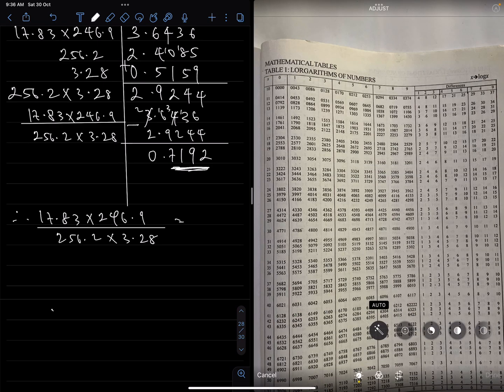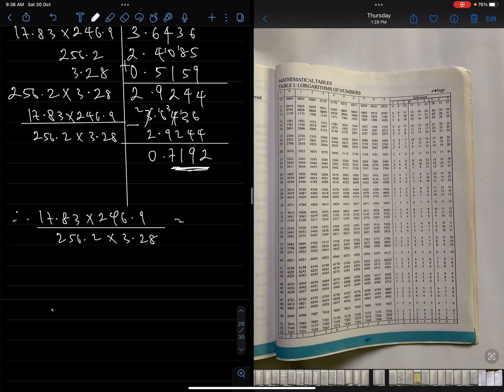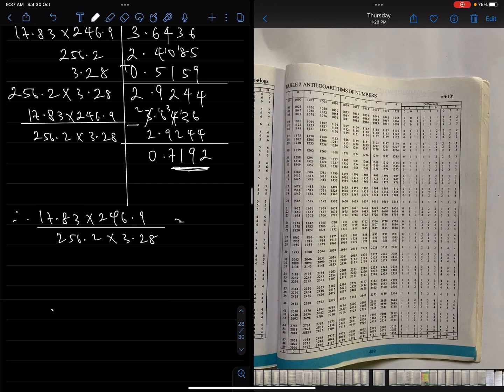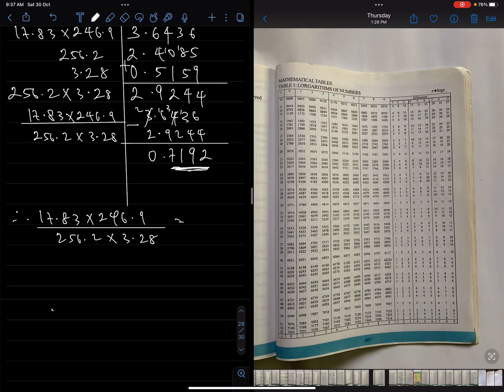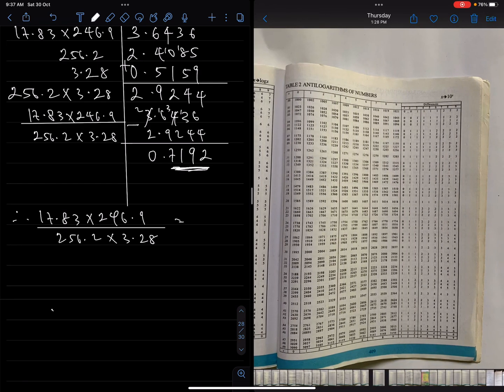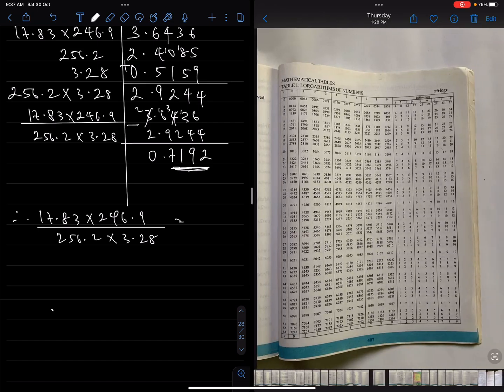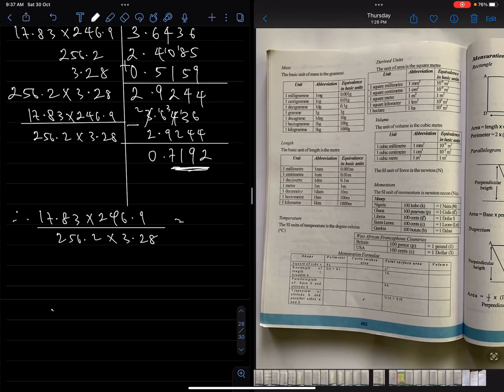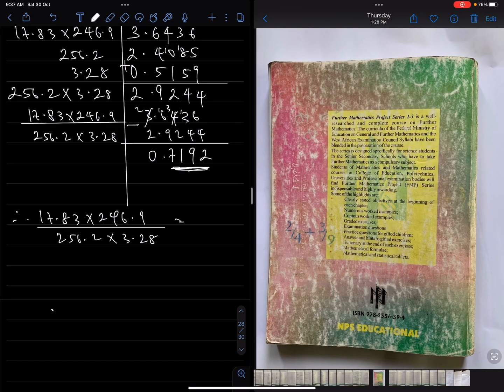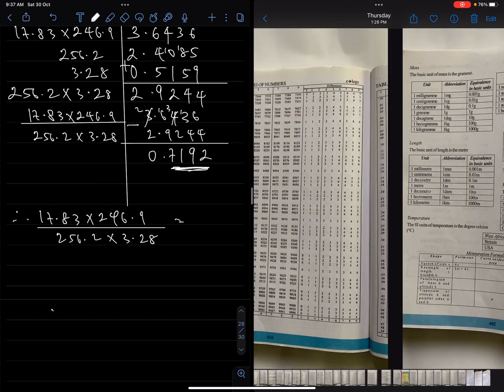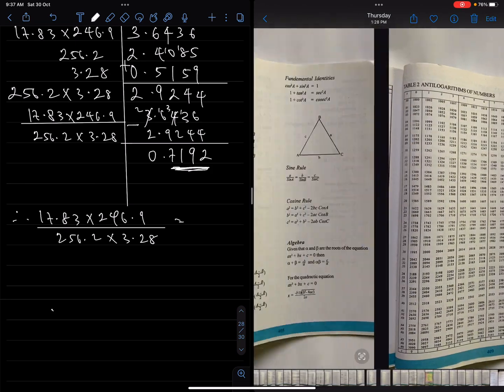So now we go to the table of antilog. The table here is the table of logarithms. What you now do is go to the table of antilogarithms, which is here. I think it didn't arrange the numbers well. Whatever it is, let's go to the table of antilogarithms.